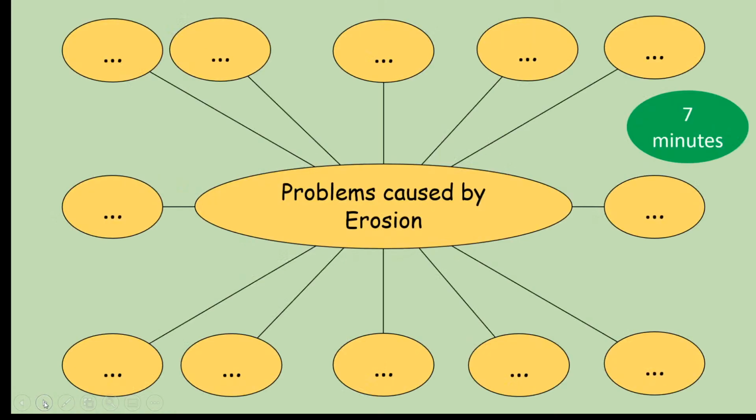What I'd like you to do is make a mind map or a spider diagram like this. We've got problems caused by erosion in the middle, and then we've got lots of space around it to put our answers. I'm going to show you a series of pictures. I want you to try and write down what problems erosion might cause. Why is it a bad thing? What issues are people or the planet going to have because of erosion? So hit pause now, and when you've finished drawing your diagram, hit play.